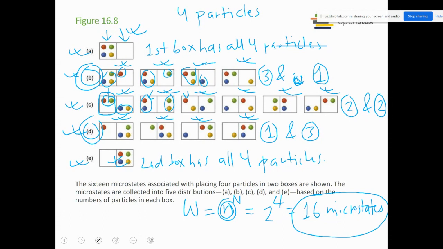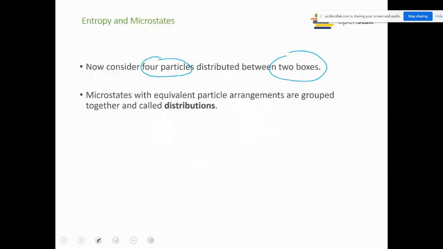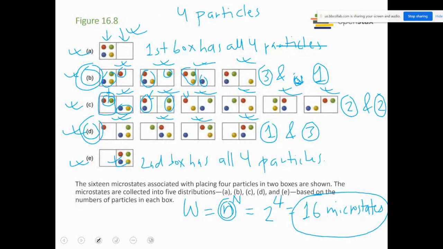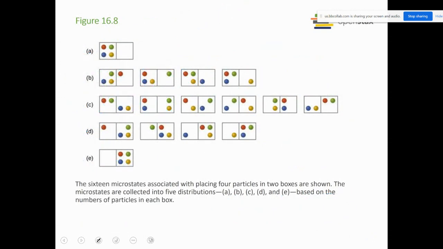Now, the earlier slide threw in this term called distributions. So what is a distribution? Basically, scenario A is the first distribution. Scenario B is another distribution. Scenario C is another distribution. D is another distribution. E is another distribution. Because in my list, if you look at C, two particles and two particles, two particles and two particles. That's why this C is called one of the distributions.